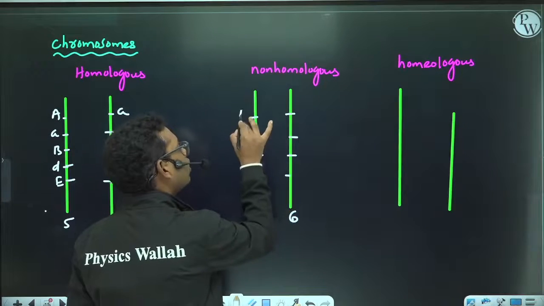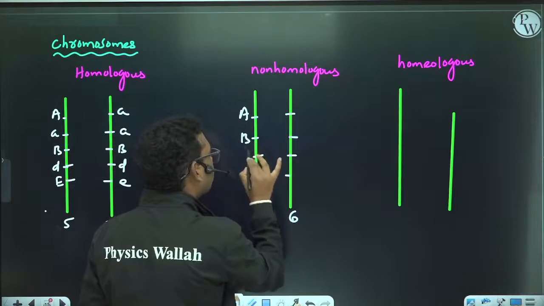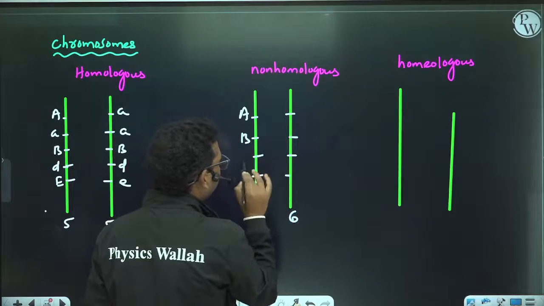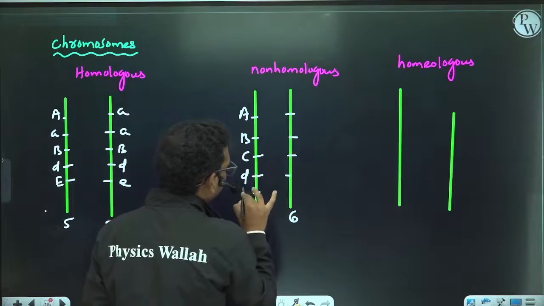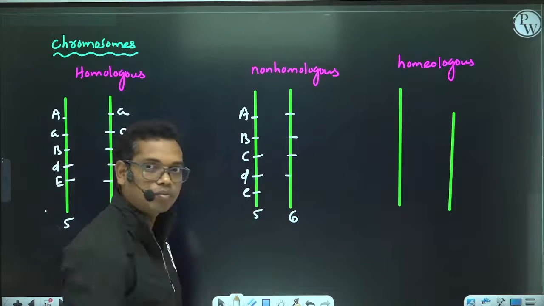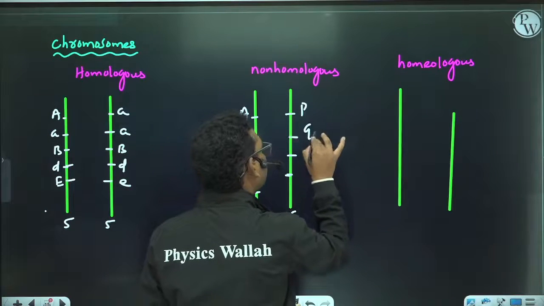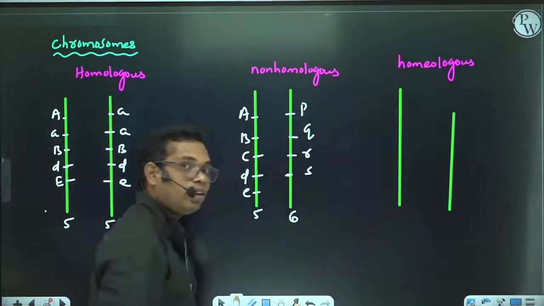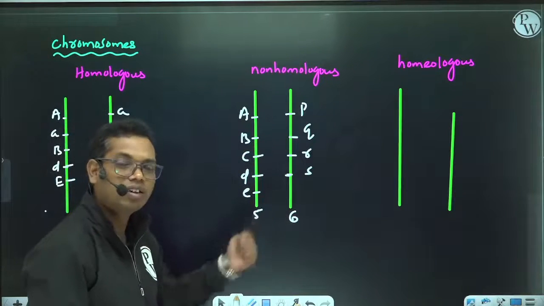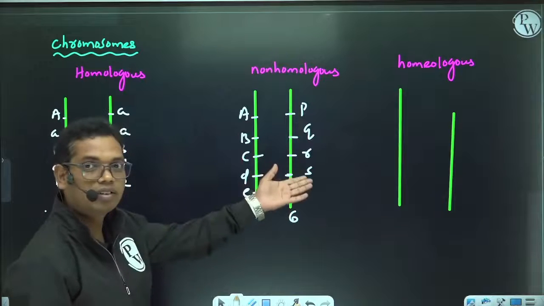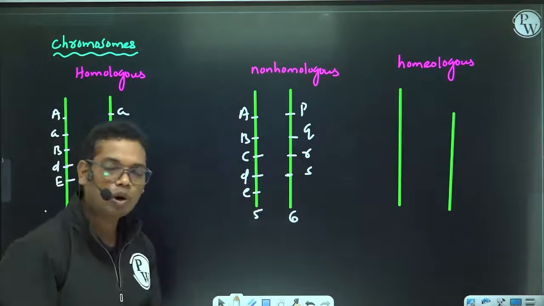Okay, suppose here I am having A, capital B, and suppose here I am having C, D, E. So these are the different genes, and here I am having different genes. So suppose here I am having P, Q, R, S. So you can see the genes present in 5 and genes present in 6, they are different. The number of genes is also different. The sequence of genes is also different, and those chromosomes are said to be non-homologous.